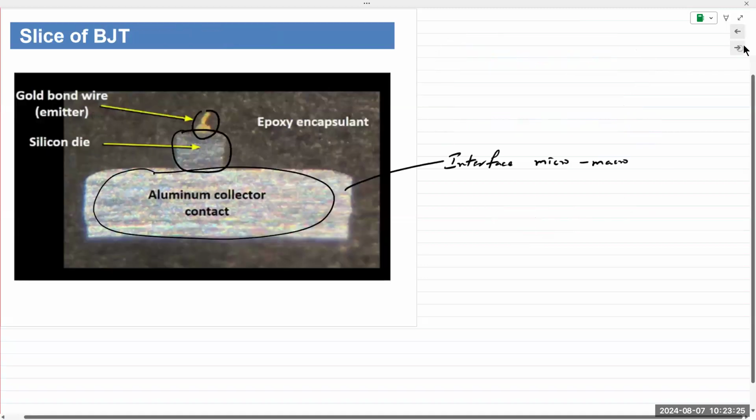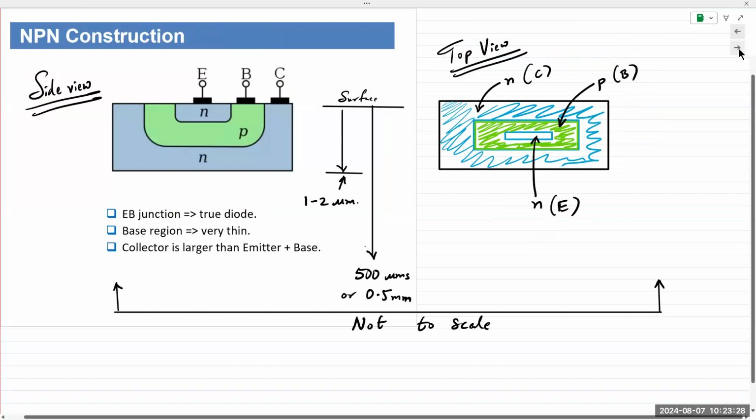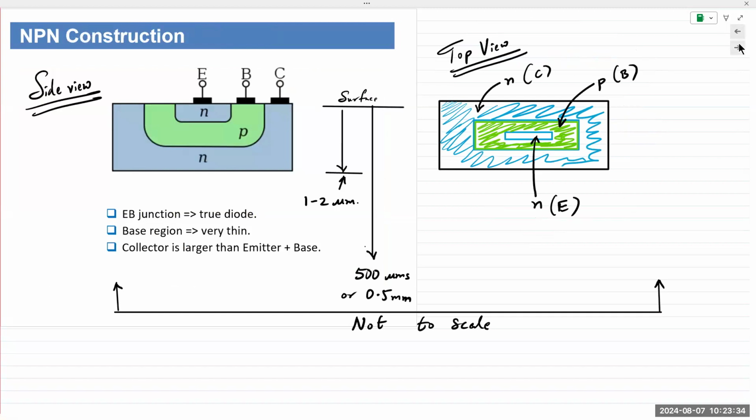So for an NPN transistor, since we have 2 PN junctions, we would think that they would behave exactly like 2 PN junction diodes. But that's not how it actually works. The reason is because of the actual physical construction of this device. As I stated, these are not to scale. The reason I'm emphasizing that is because the base region is very, very thin.